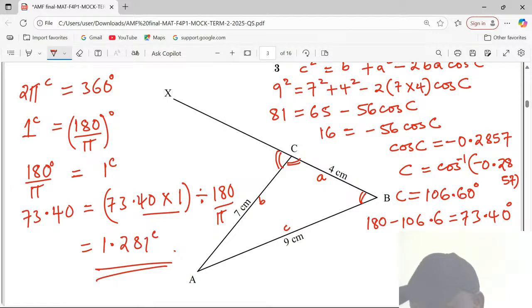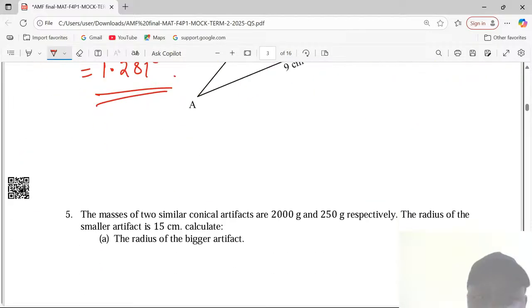Yeah, radians. Thank you from Goto Boys. That is Zawadi. Thank you so much for being in the platform.